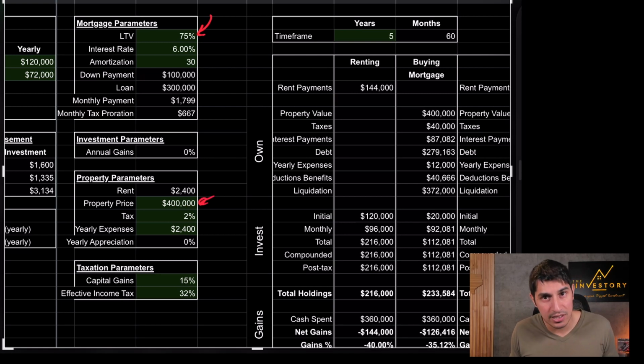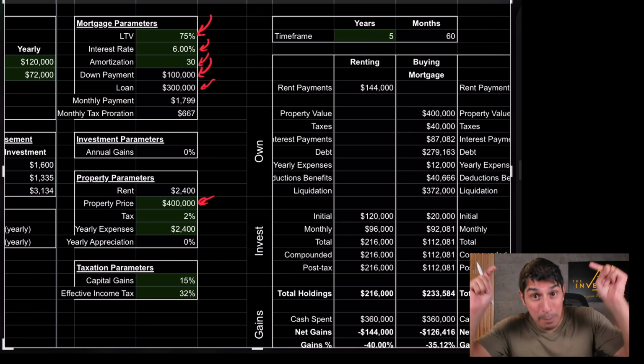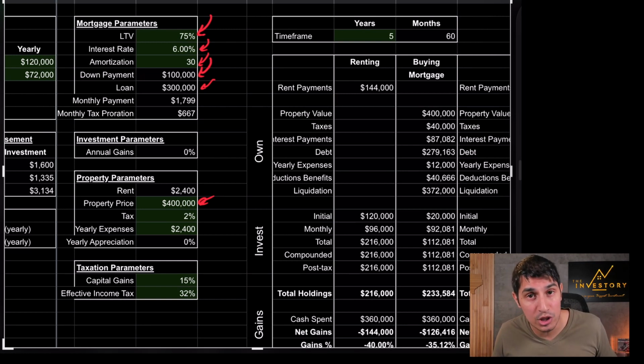The property price in this example is $400,000. Loan to value 75%. It means that we are taking a loan of 75% of the value, or that we're putting a down payment of 25%. And I can see it here. 100K I put down, 300 I took as a loan, with 6% amortized for 30 years. But why are you not amortizing it for 15 years? Because I watched my own video about mortgages, and you should watch it too. So make sure to watch the other video.